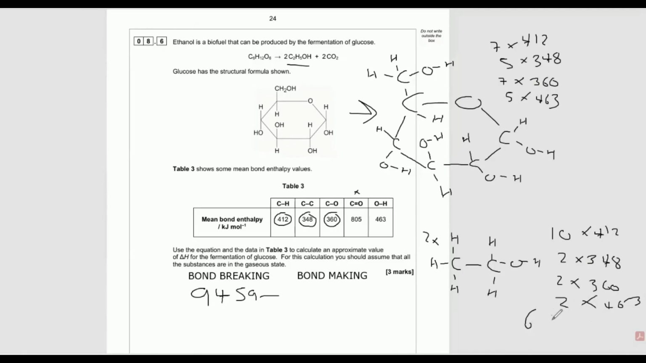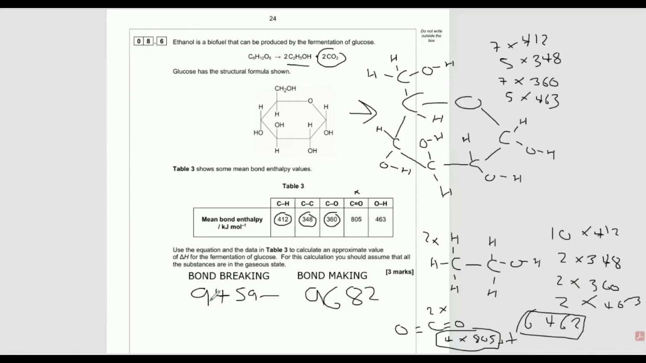That equals 6462. Hold on, we're not finished yet for bond making. I've got 2 times this, so carbon dioxide looks like that, but I've got 2 times, so I want 4 times 805, and I want to add that to that. If we whack those together, we're going to get 9682. So 9459 minus 9682 gives me minus 223 kilojoules per mole. And you're going to get a mark for that, a mark for that, and a mark for that.